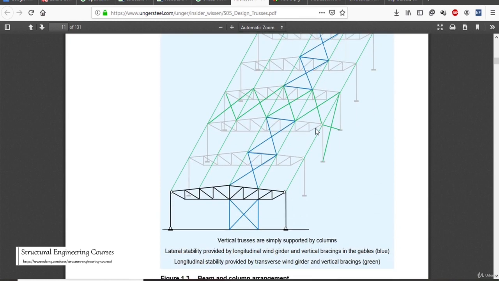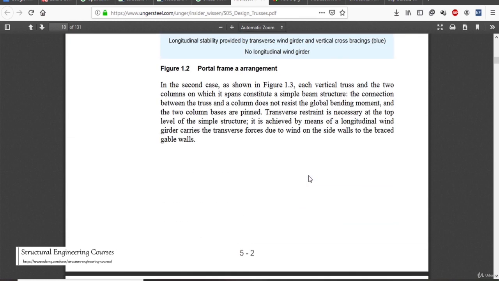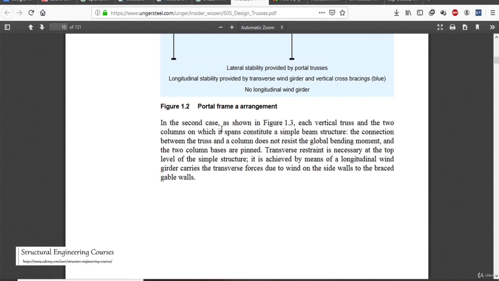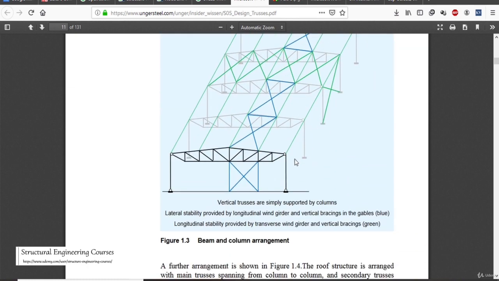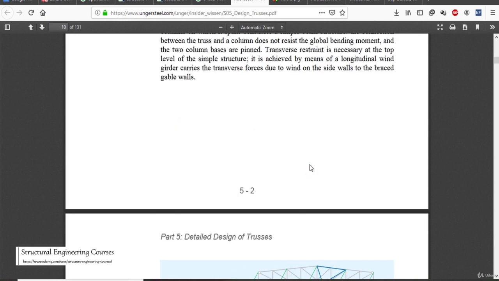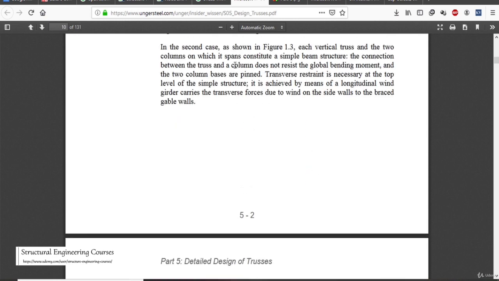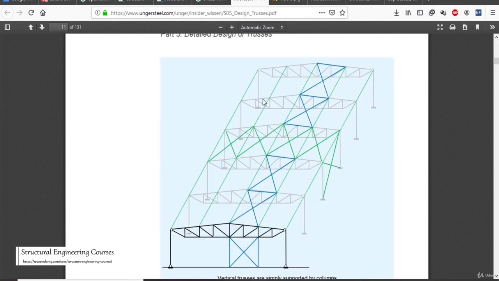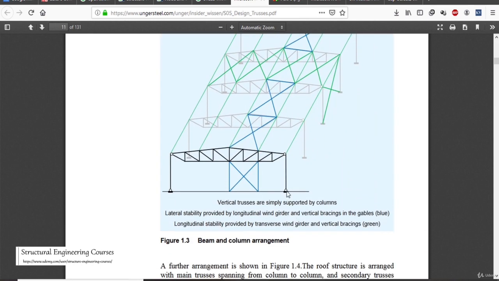So here this arrangement is somewhat different. It is explaining that in second case, each vertical truss and two columns on which it spanned constitute a simple beam structure. So here we can see that basically this is a simple beam structure here, and the connection between truss and column does not resist the global bending moment, and the two column bases are pinned. So here we can see that these two column bases are pinned, but all these column bases are fixed here.